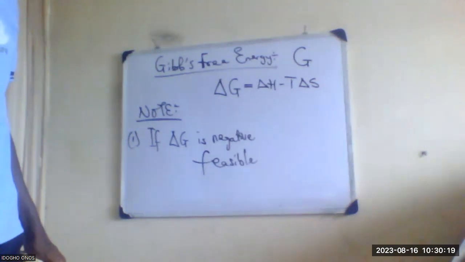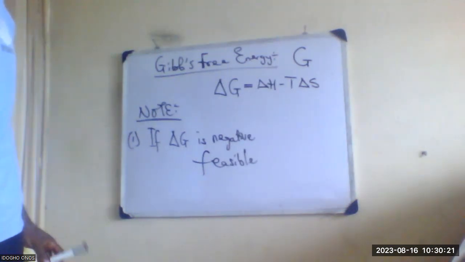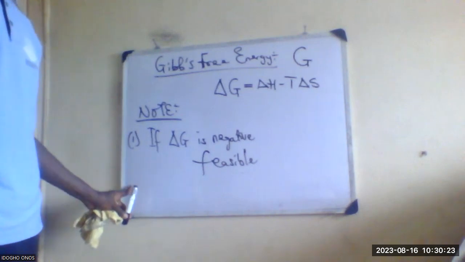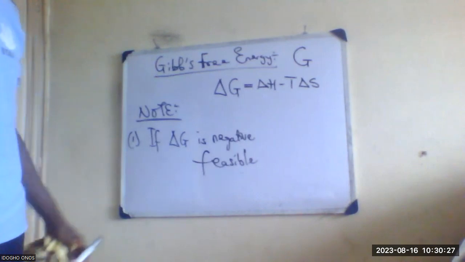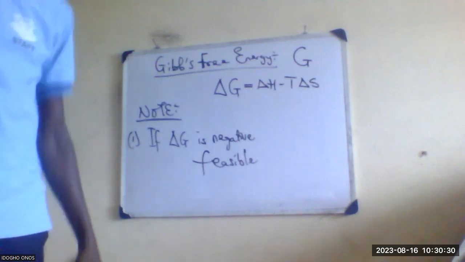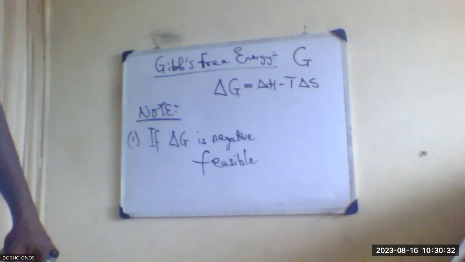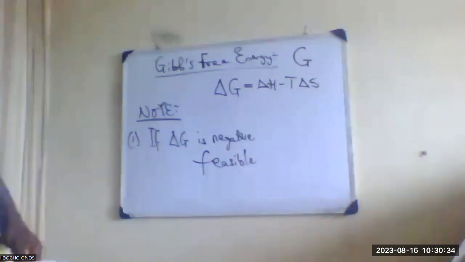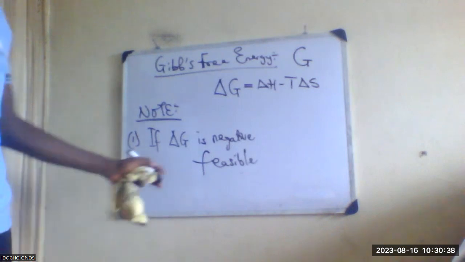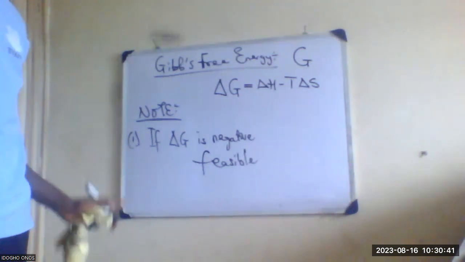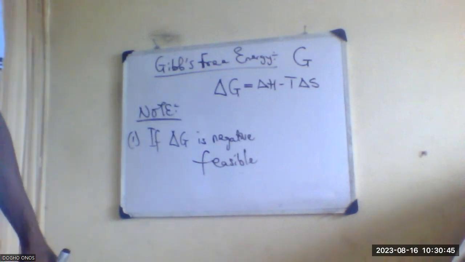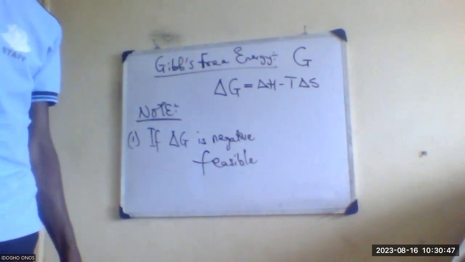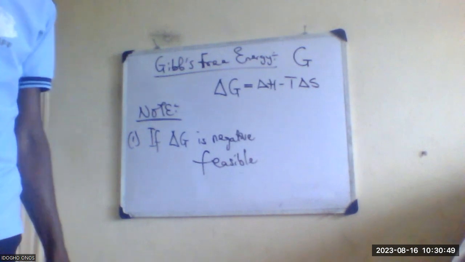Any question? No. Number two, the opposite of number one. What would that be? If triangle G is positive, the reaction is not feasible, or non-spontaneous.